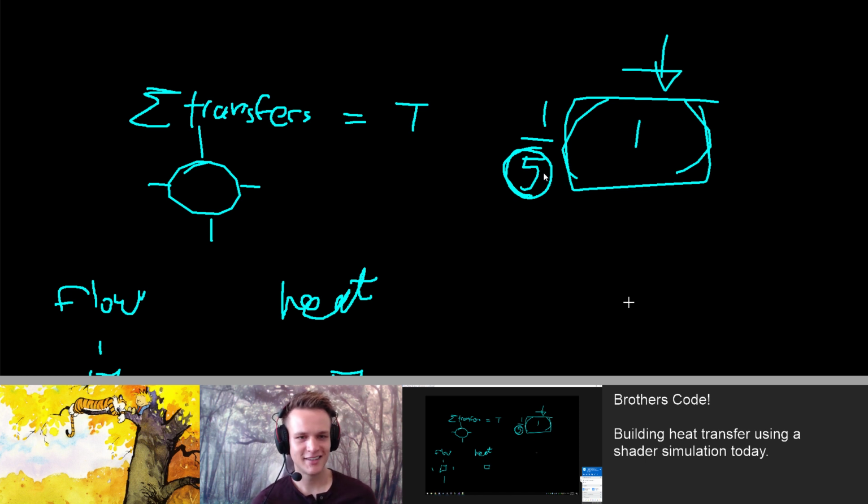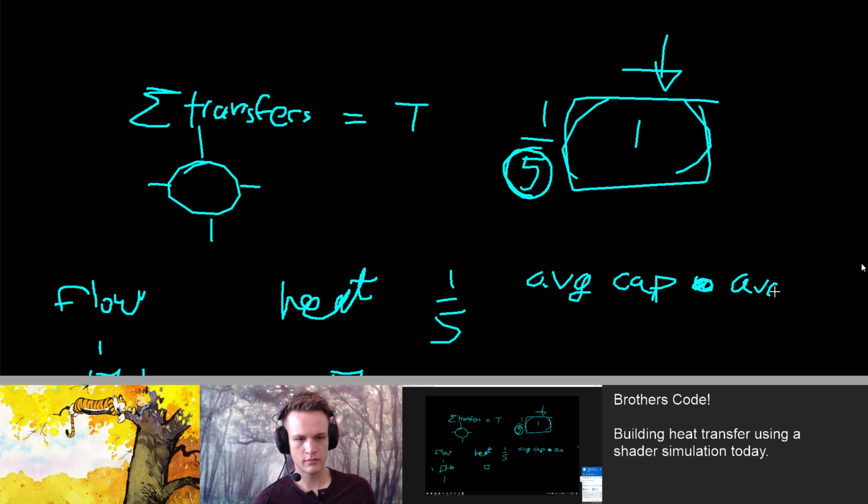All right, let's try it. The equation that I got for heat transfer, I'm not sure if it works for temperature transfer, was 1/5 times the average heat capacity of the cell that it's flowing to, the average capacity of all elements in that cell, times this cell's average, T prime, which capacity is less than or equal to 1.